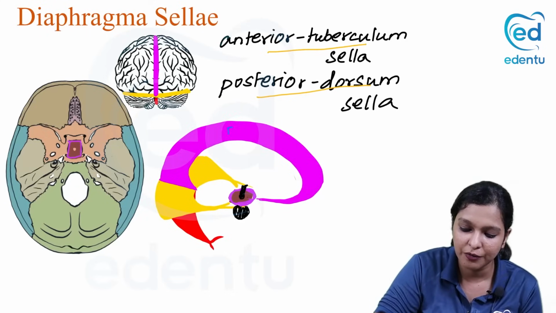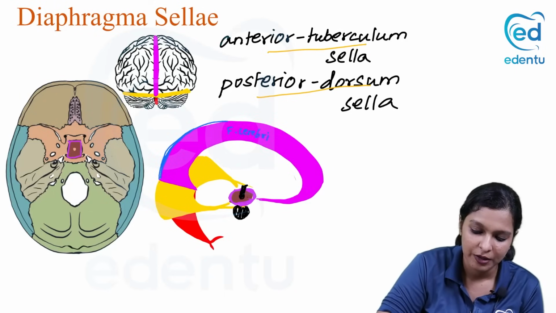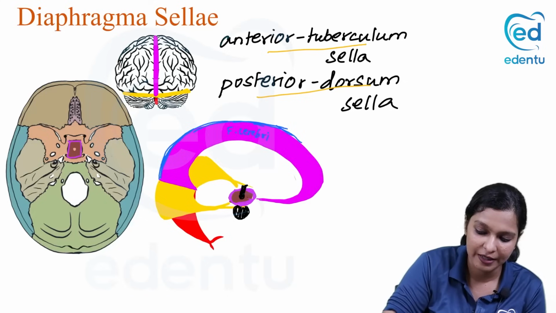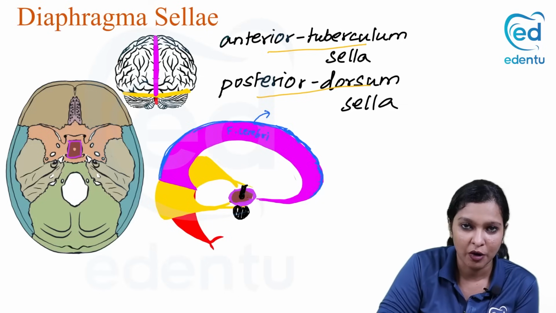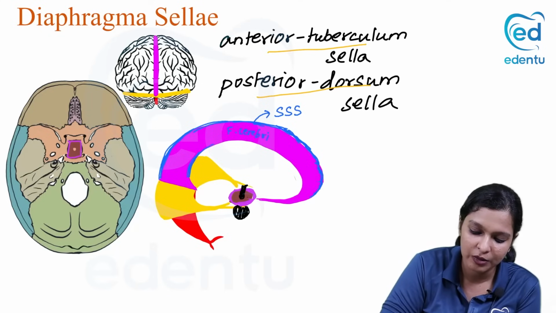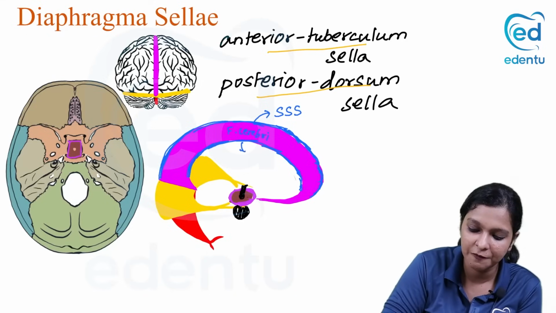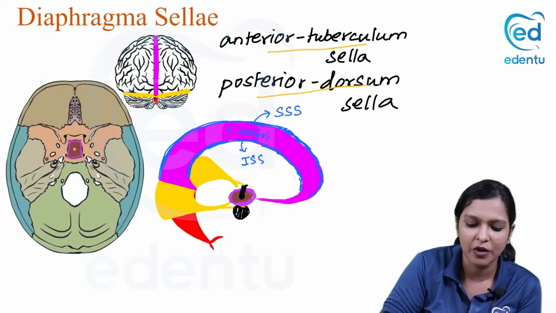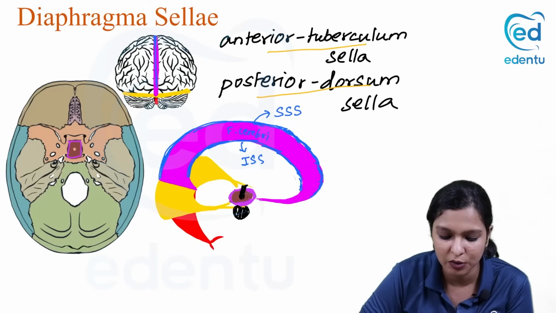Related to the falx cerebri, in its upper border, there is a dural sinus, sorry, dural venous sinus, called the superior sagittal sinus. Similarly, related to the lower border, there is another sinus called the inferior sagittal sinus. It is called sagittal because it is situated in the sagittal plane, just below the sagittal suture.